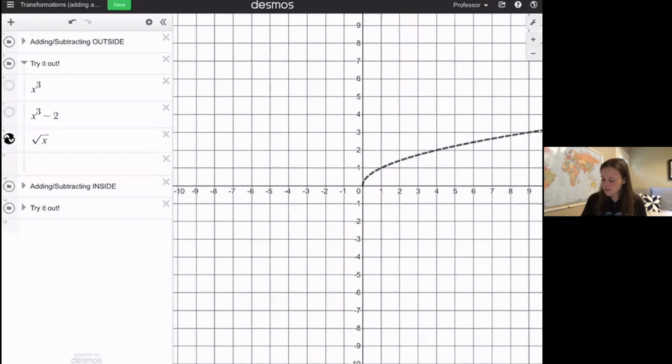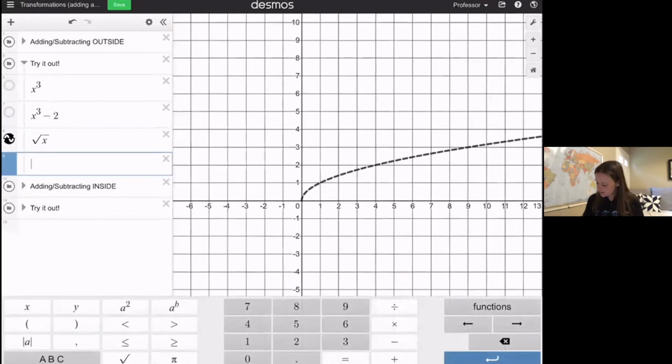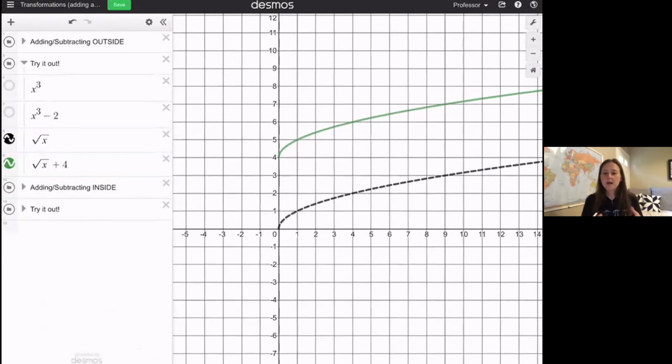All right, and likewise, it does not matter what your starting shape is. You can take the square root of x, and then you can add or subtract any number that you want. When I take the square root of x and I add 4, it just goes up 4 tick marks and copies that exact same shape. All right, so that is adding and subtracting outside the function. So let's go back to the transformation handout and take some notes on that.